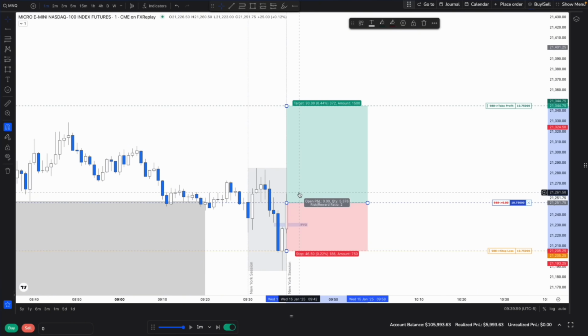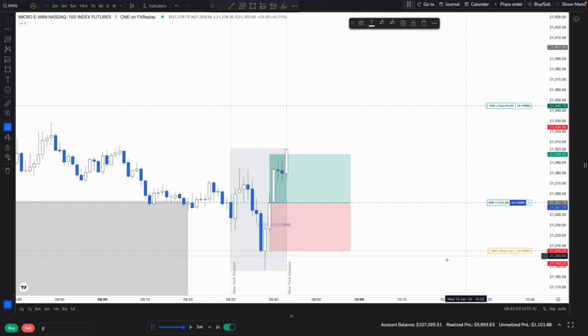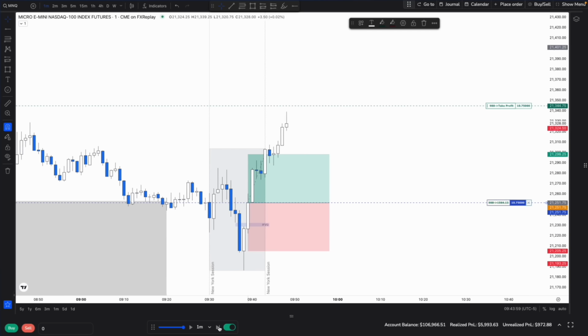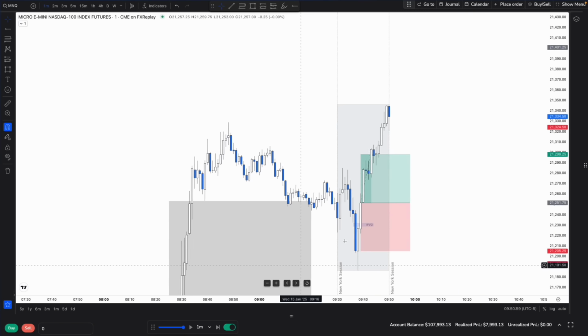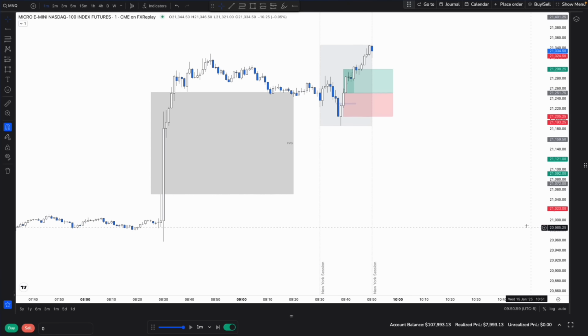Place our order, 1% risk. Break even at 1%. Get to break even, let the trade play out. Free trade. And as you can see, another 1 to 2 with this momentum. Okay, so we're just riding the back of this momentum from that 8:30 news.